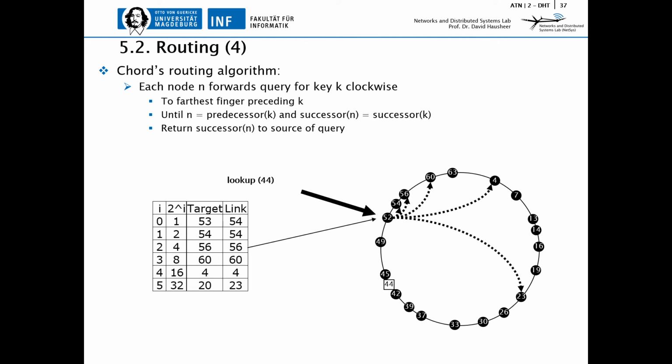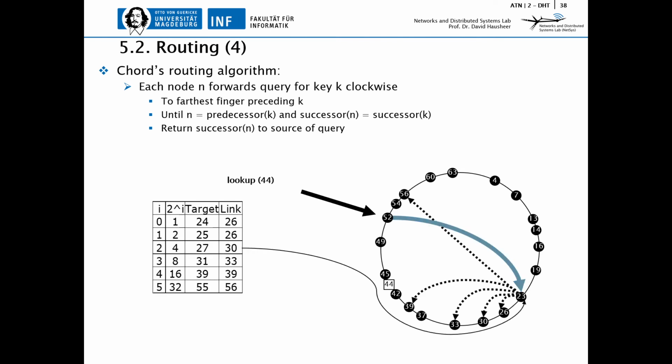It does so by looking up the furthest finger preceding k. In this case, the farthest finger that is still smaller than 44 is node 23. So it forwards that query to node 23. Then node 23 also looks at its finger table and again forwards the query to the farthest node preceding k, that in this case is node 39.